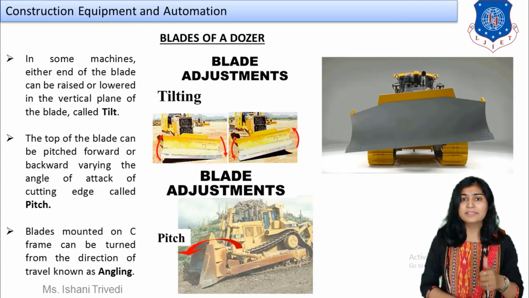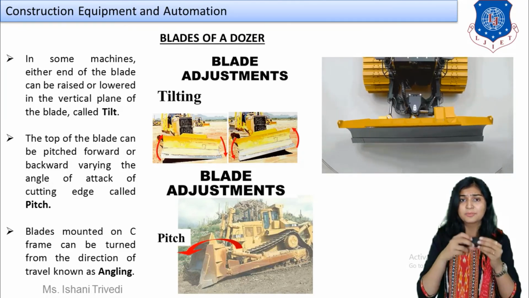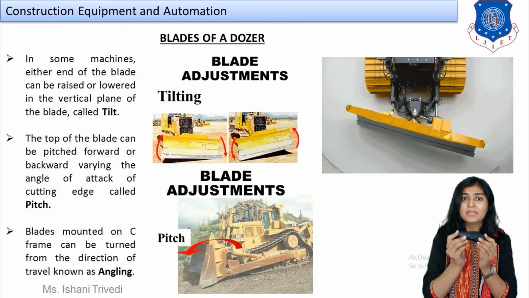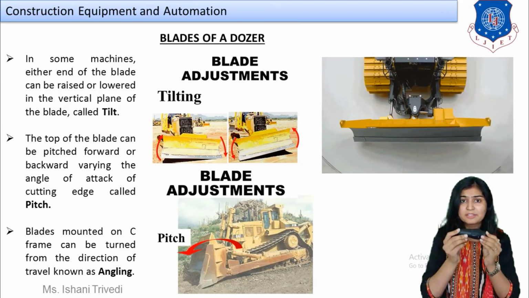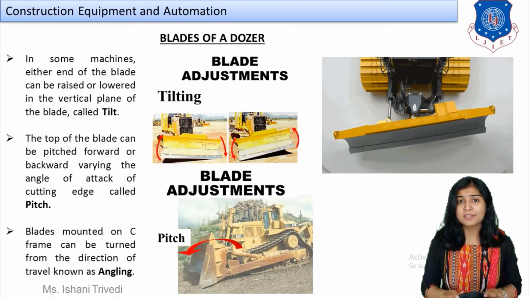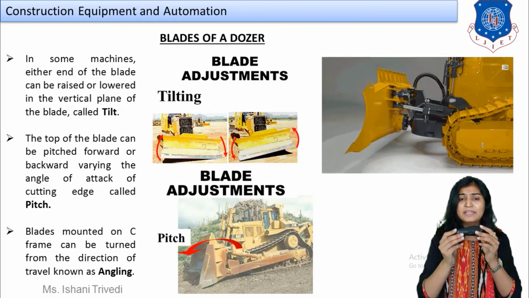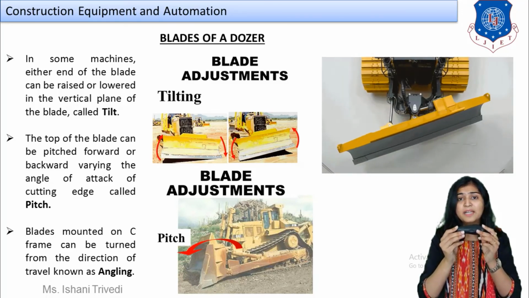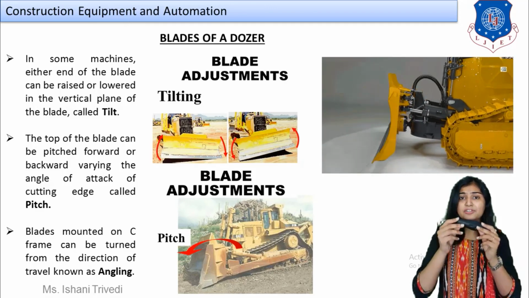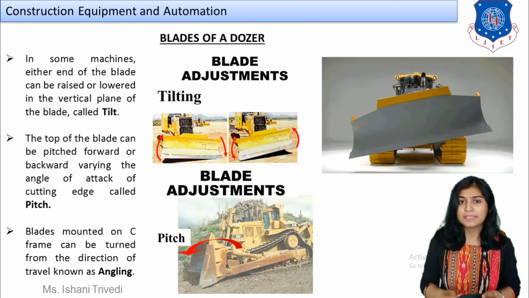So first, in some machines, either end of the blade, suppose if this is the blade, so either end of the blade can be raised or can be lowered. Can you see the same thing which is flashing in the video clip right now? Yes, we can see that. So if either end can be raised or lowered in the vertical plane, then that particular mechanism is known as tilt.